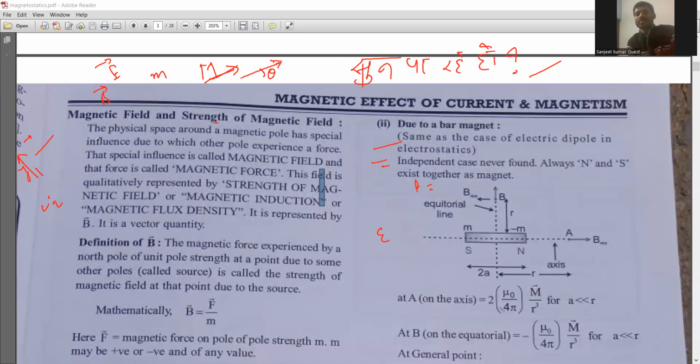Here, the physical space around magnetic poles has a special influence due to which another pole experiences a force. It is telling us that if we have a magnet with a north and south pole, then because of these poles we experience a force. We feel a force. This special influence is called the magnetic field. We feel that something is there. What is that something? That is named the magnetic field.